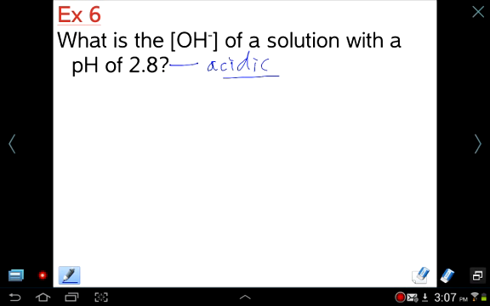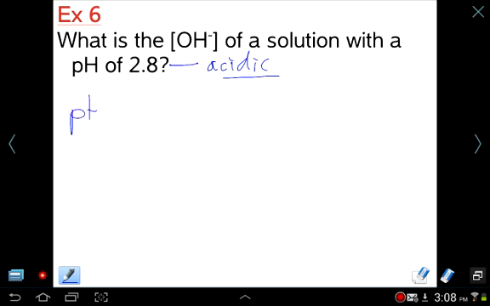And we can still, though, calculate the hydroxide ion concentration in an acidic solution, because really any solution that's in water has both H plus and OH minus. So there's a number of ways of doing this. The easiest way to do this is using the pH map. Let's first find the pOH.